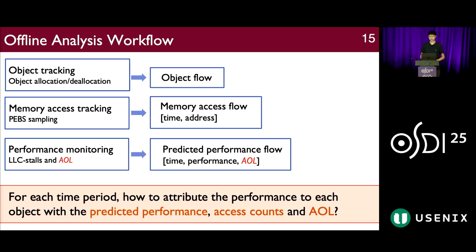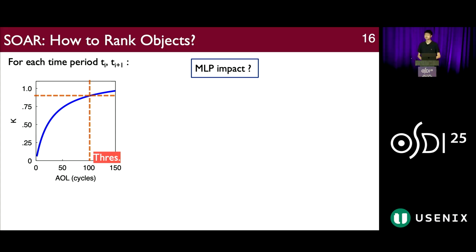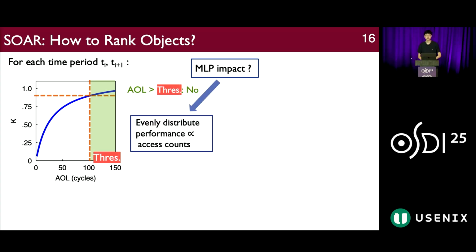Now that we have three data flows, the object flow, the memory access flow, and the predicted performance flow, the key question is, for each time period, how do we attribute the predicted performance slowdown to each object using their access counts and AOL? We already have the relationship between AOL and its impact on the performance slowdown. So we can use AOL as an indicator for each time period. If AOL is above a certain threshold, we assume MLP has no effect on the slowdown. In those cases, as the green area shows in this plot, we can evenly attribute the predicted performance across objects in proportion to their memory access counts.